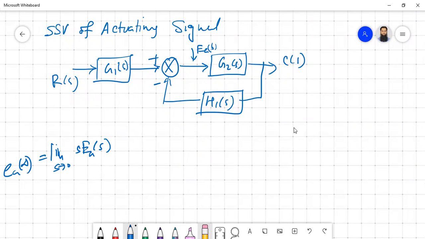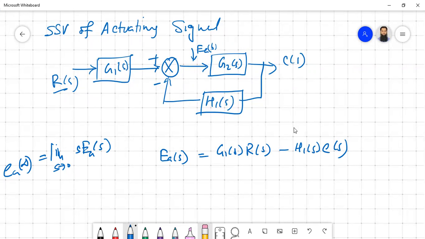So now let us calculate Ea(s). We can write that Ea(s) is basically G1(s) R(s) minus the feedback that is coming, basically H1(s) C(s). So we have to find the value of C(s). The value of C(s) is basically G2(s) into the actuating signal, so we can put that here: H1(s) times G2(s) into Ea(s).